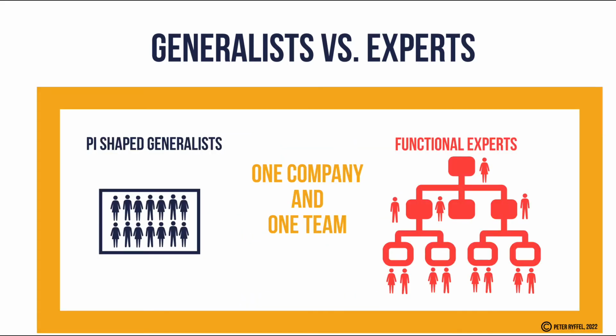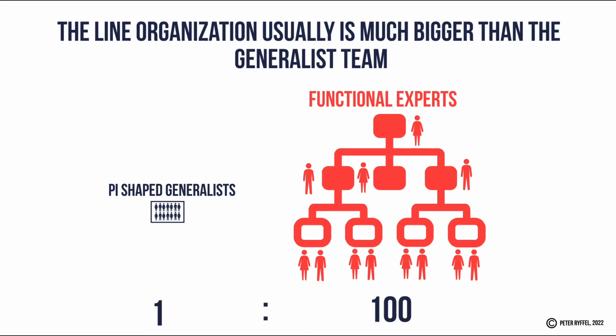It's very important that both functional experts and pi-shaped generalists are considered as one company. They must act as one team independently of the organization. Usually, the pool of pi-shaped generalists is much smaller than the line organization.